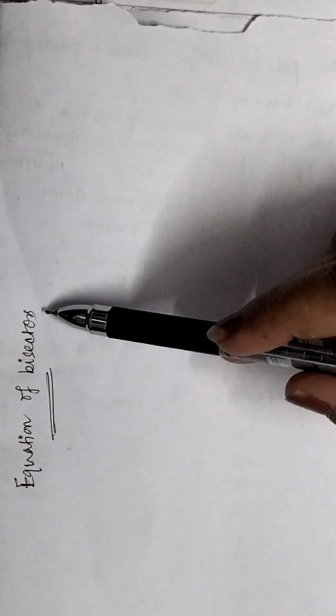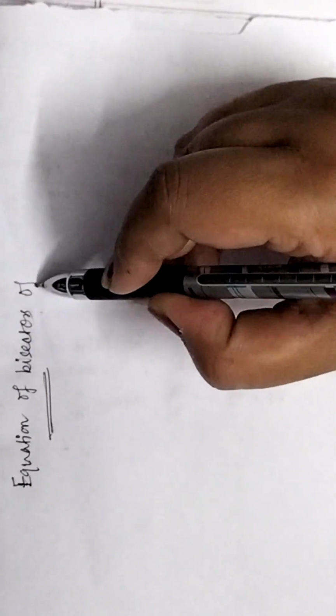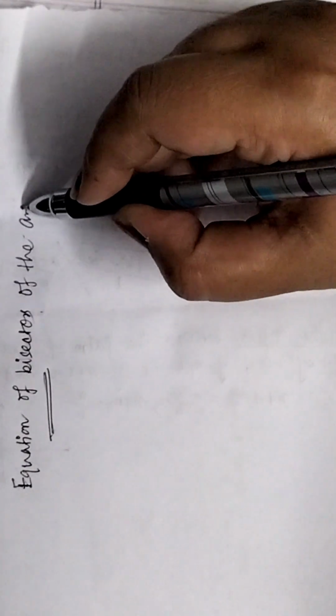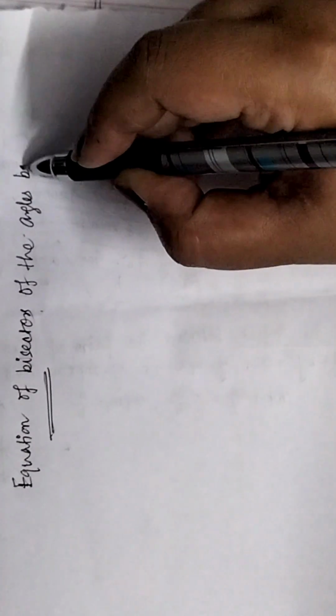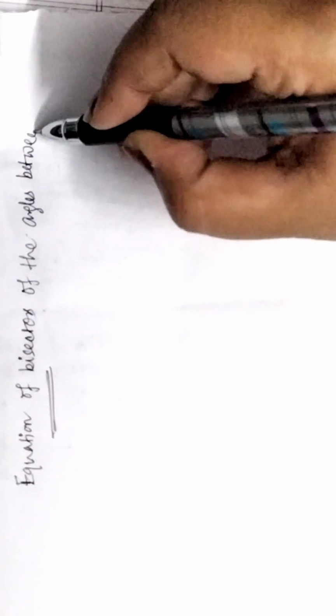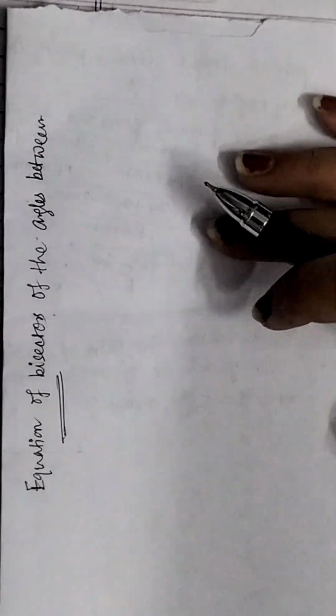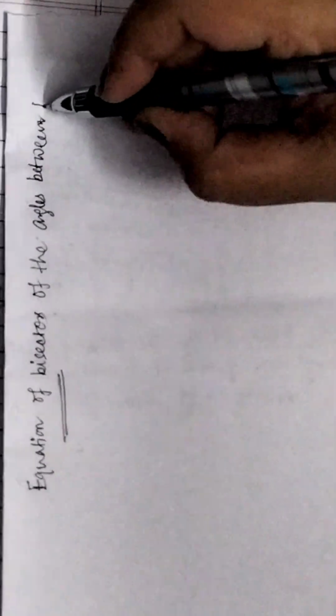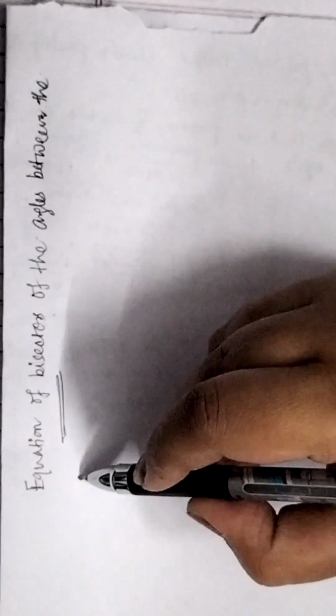Okay. Now we shall find out the equation of bisectors of the angles between the straight lines.